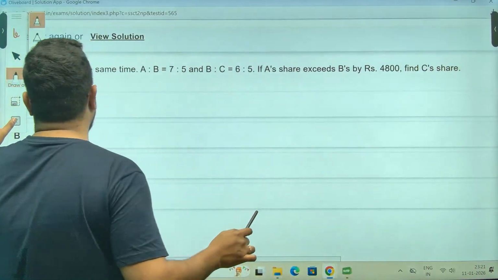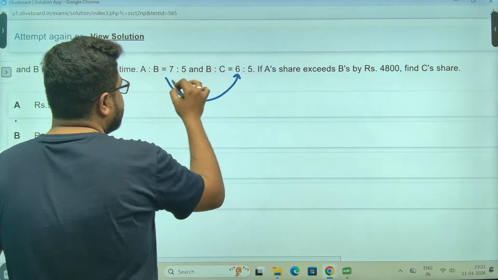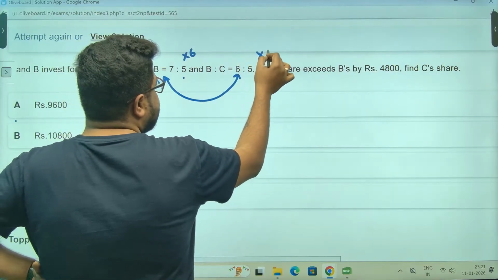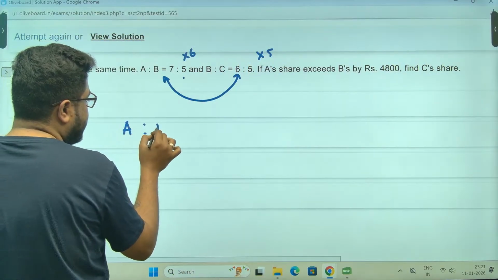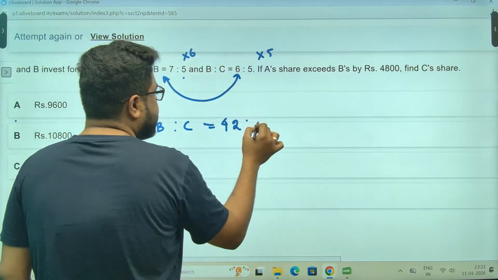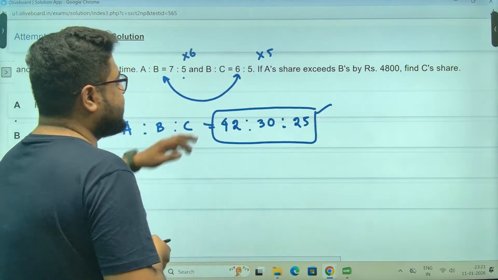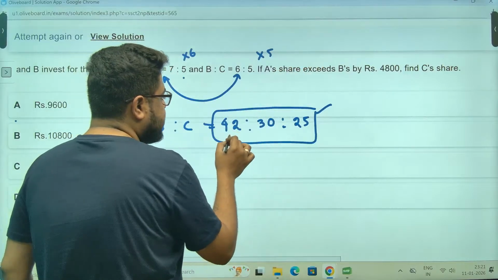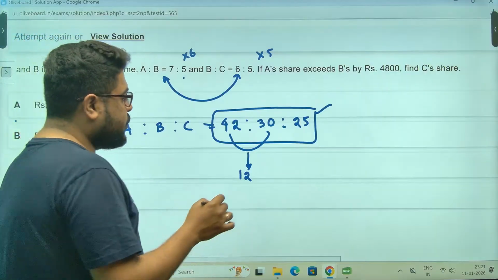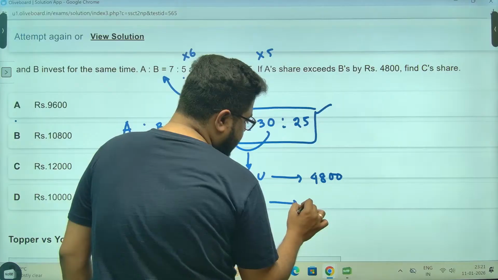Chalo. So ratio investment. Sir, ultimately it's a ratio question. Sir, we just need to match these two. 7 and 5, B is 6 here. So multiply this by 6, multiply this by 5. So A is to B is to C. It will be A, 7 6s are 42, 6 5s are 30, 5 5s are 25. That is the ratio, sir. A's share exceeds B's by this. Achha, that means 12 units. You see, 42 is exceeding 30 by 12 units. 12 units is given as 4800. So 1 unit is equal to 400.